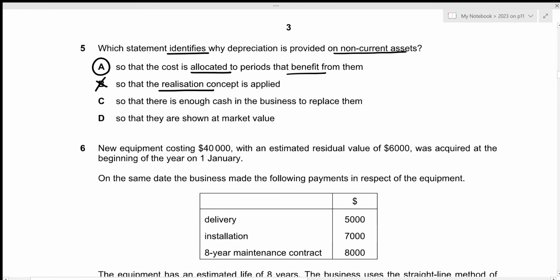Now for the third option, so that there is enough cash in the business to replace them. Again, depreciation is not accounted for so that the company can accumulate cash, because depreciation is a non-cash expense. We're not expending any cash. So we cannot say that there is any accumulation of cash in the business in order to replace the non-current asset. So that's incorrect. And for the last one, so that they are shown at market value. Remember, when depreciation is provided, the non-current assets will be shown at its carrying value, not the market value. So this is again incorrect.